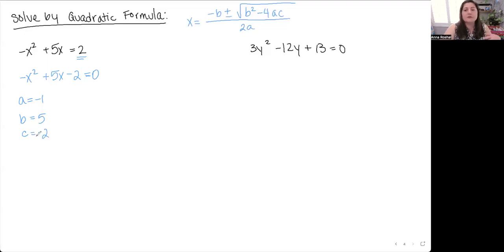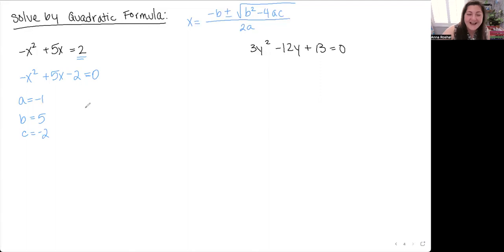Also, for those kids who tend to struggle with, oh, I don't remember what A, B, and C are, or for those kiddos who like to add X in or X squared in for the A, B, and C, please write these things down. It will take you literally 2 seconds. It will be fine. Nothing will explode, okay?